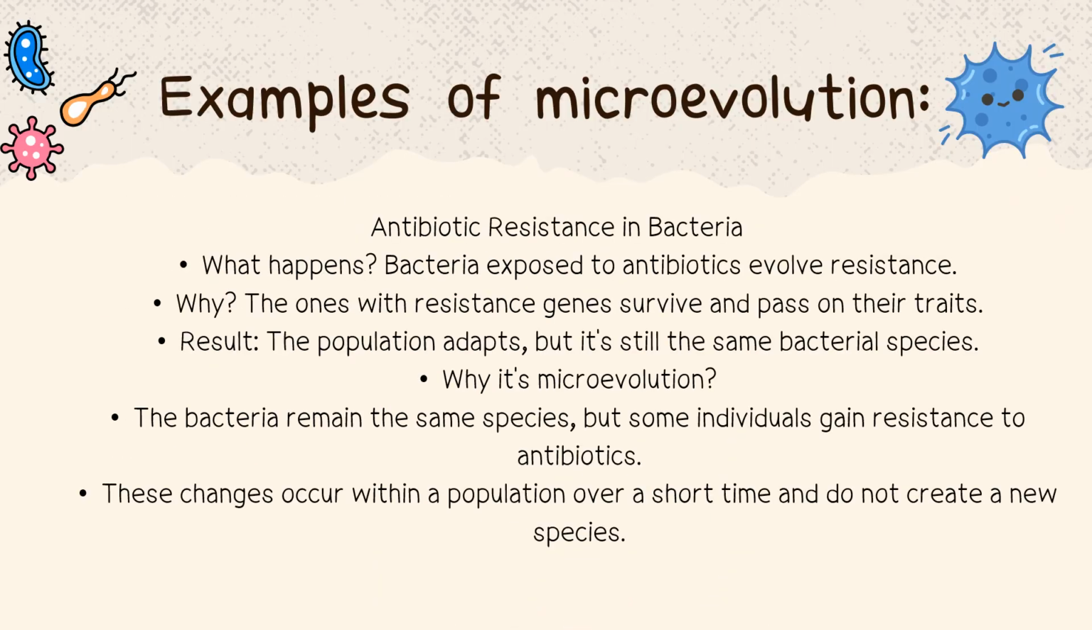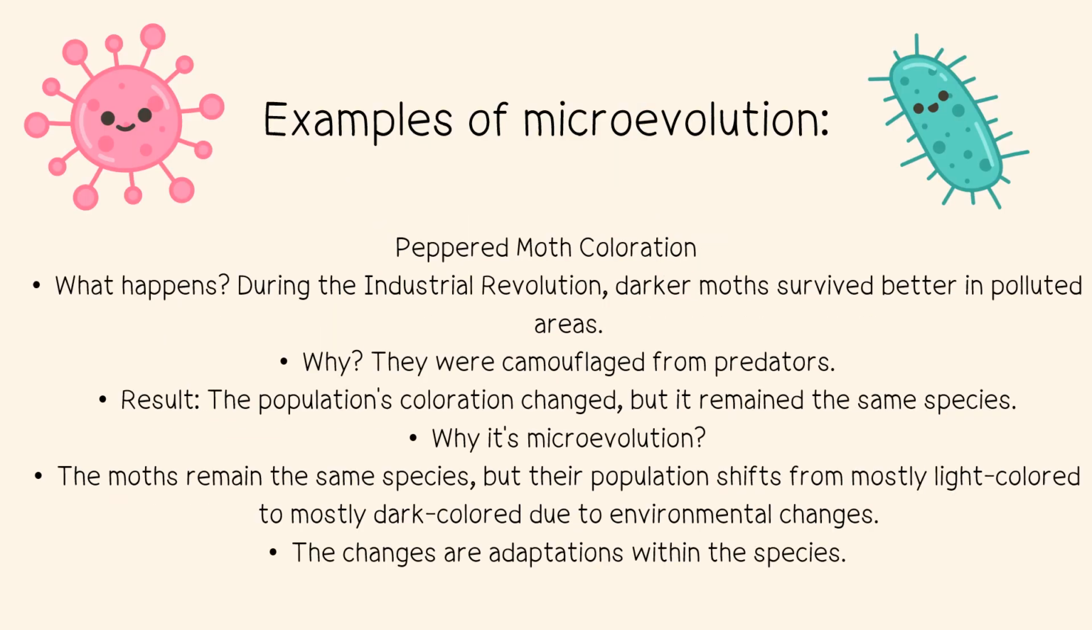Examples of microevolution: antibiotic resistance in bacteria. What happens? Bacteria exposed to the antibiotic evolve resistance. Why? The ones with resistant genes survive and pass on their traits. Result: the population adapts, but it's still the same bacteria species. Why is it microevolution? The bacteria remain the same species, but some individuals gain resistance to the antibiotics. These changes occur within a population over a short time and do not create new species.